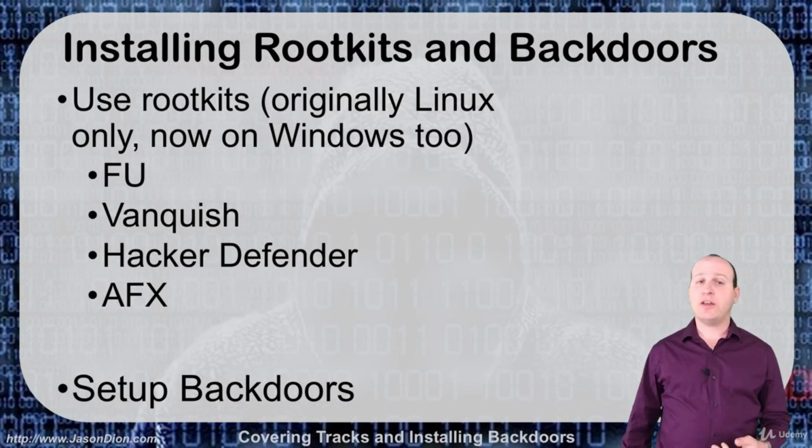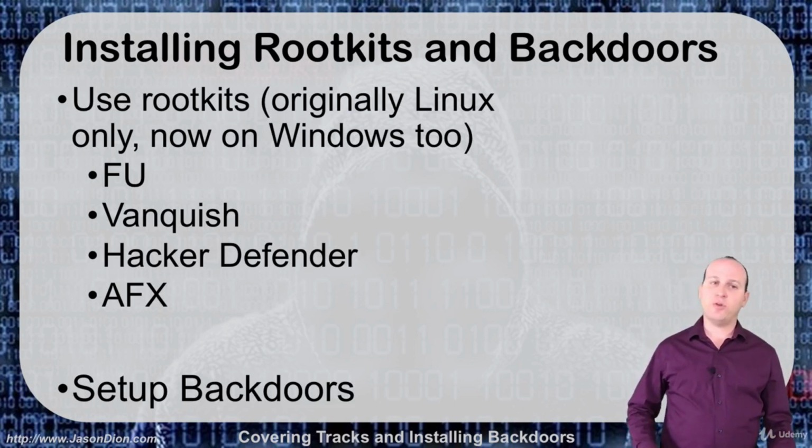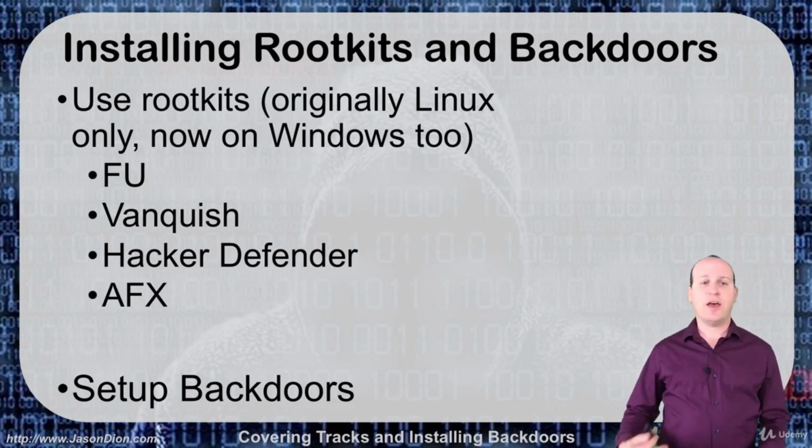Another way we can hide is by installing rootkits and backdoors. Now, what is a rootkit? Rootkits were originally only on Linux, but now they're on Windows too. Some good examples are FU, Vanquish, Hacker Defender, AFX.